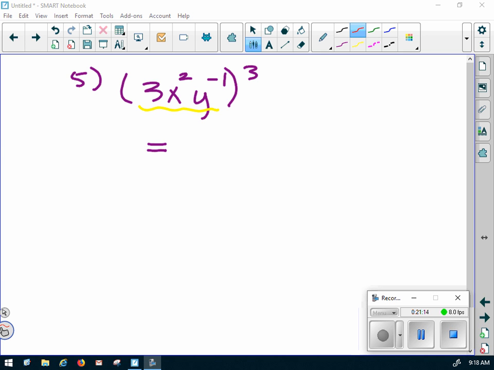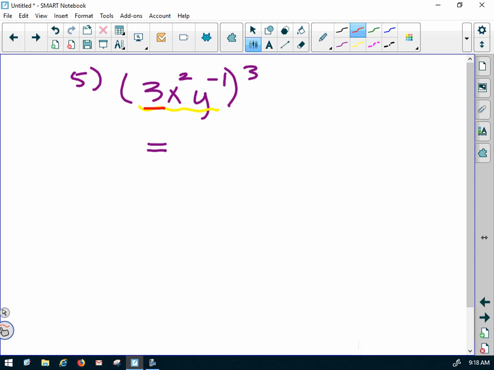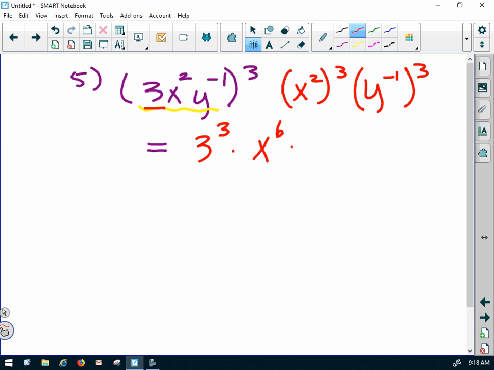So we're going to take each one of those and raise them to what power? To the 3rd power. So that's going to be 3 to the 3rd power times, where did you get x to the 6th? Because it's x squared to the 3rd power, right? So that's x to the 6th times y. Remember, this is y to the negative 1 cubed.